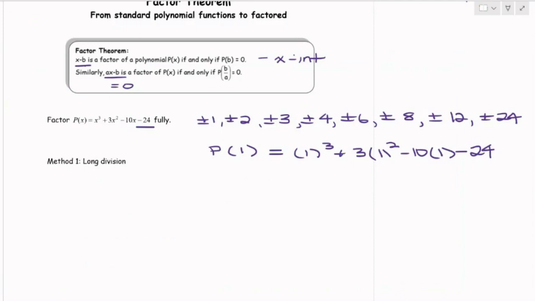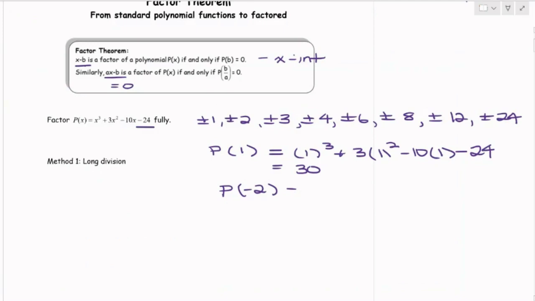So when you think about this, what's 1 cubed? It's just 1 plus 3 times 1, which is just 1, minus 10 minus 24. That's no good. It's going to equal negative 30. So I need to try another number. Maybe negative 1 would work. Okay, so I jumped a few steps here and I saw that P of negative 2 equals 0. Okay, and you can check that on your calculator as well.